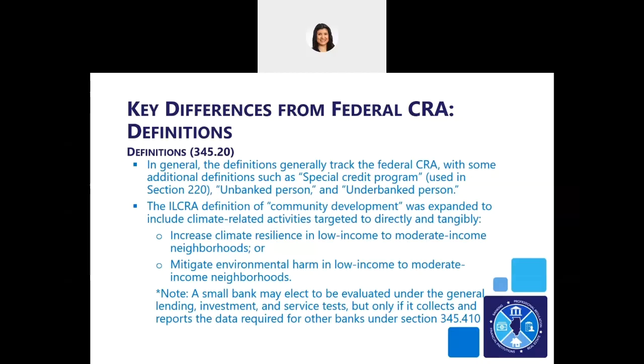increase climate resilience in low-income to moderate-income neighborhoods or mitigate environmental harm in low to moderate-income neighborhoods. Note here is a small bank may elect to be evaluated under the General Lending, Investment, and Service Test, but only if it collects and reports the data required for other banks under Section 345.410.